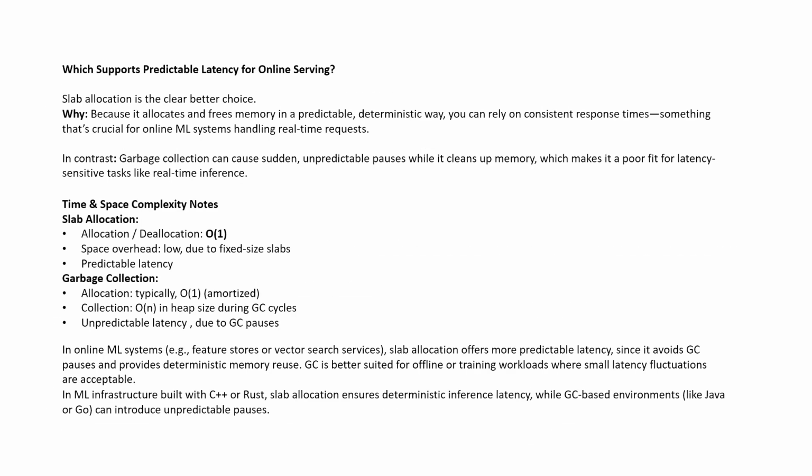So, which is better for real-time ML systems? Definitely slab allocation, because it provides deterministic latency, which is crucial for online serving or inference. GC-based systems are better suited for offline training workloads where occasional delays are acceptable. In modern ML infrastructure, for example, serving engines built in C++ or Rust, slab allocation ensures predictable low latency inference, whereas GC-based environments like Java or Go may cause unexpected slowdowns during garbage collection.